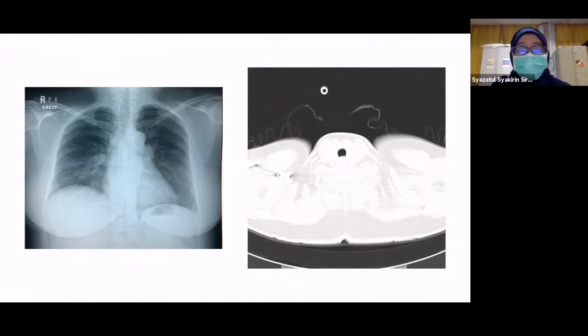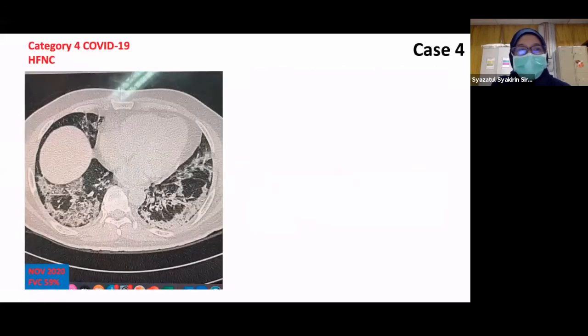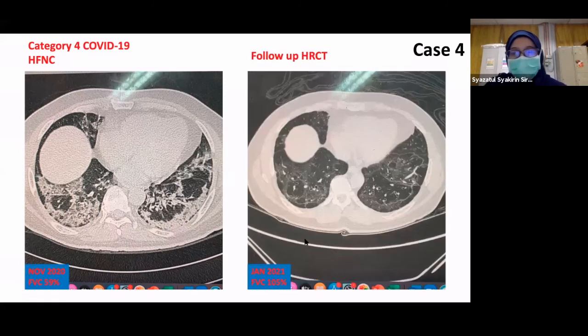Patient has a lot of complications following the high dose steroid. So this is a gentleman that was referred to us for follow-up. In November 2020, he came with an FVC of 59%, and this CT is during the illness. So this is about in October, so a month ago. When we followed up with the CT scan after about 3 months or so, this is what happened.